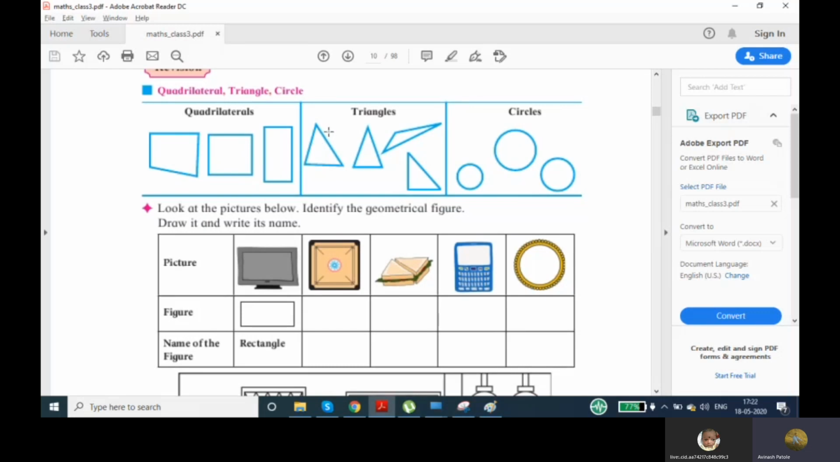If we look at the name triangles, the word tri itself indicates that it has 3 lines. Here we look at the first shape and it clearly has 3 lines and 3 angles, hence we call it a triangle. And same goes along with the other shapes, and even they are triangles. We can now look at the third section, which says circles, and we can see there are 3 circles here.